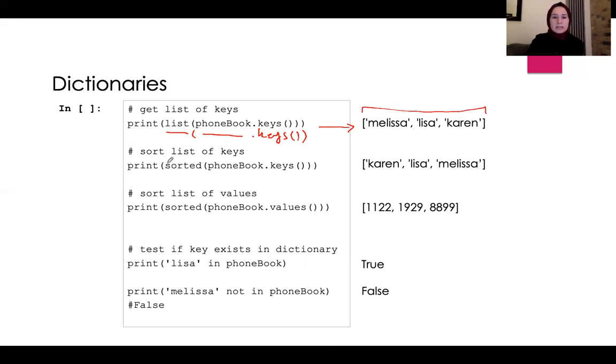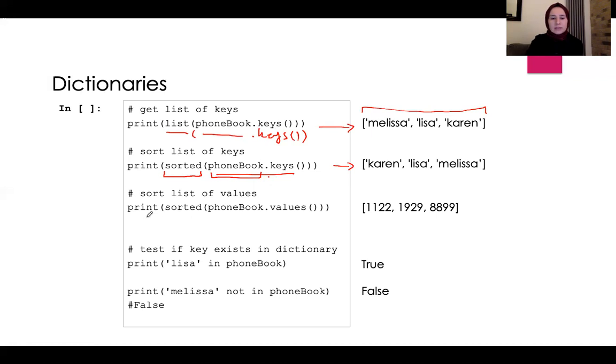It's also possible to sort the list of the keys. This is how you can do it. Basically, you need to use the sorted method to sort the list of the keys. When you say sorted, then phone book dot keys, the name of your dictionary dot keys, this will sort the list of the keys in your dictionary.